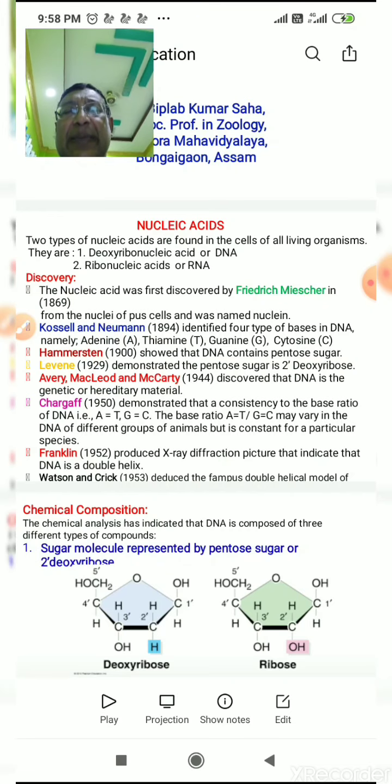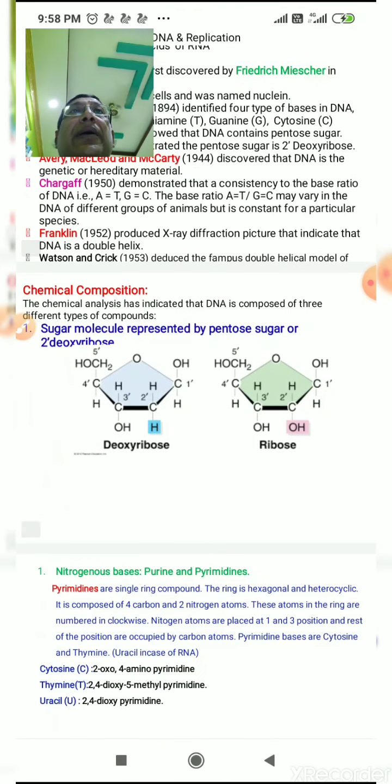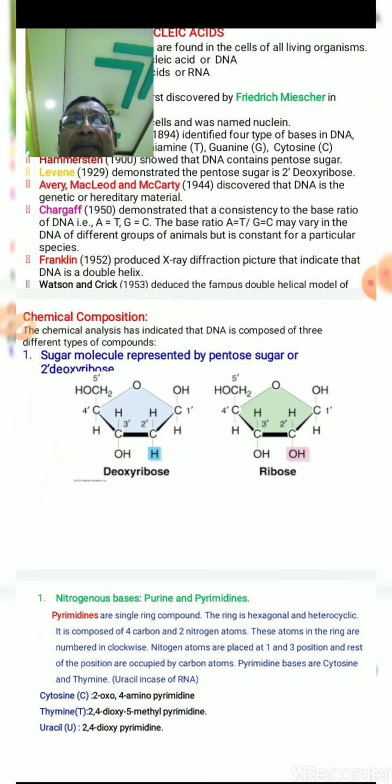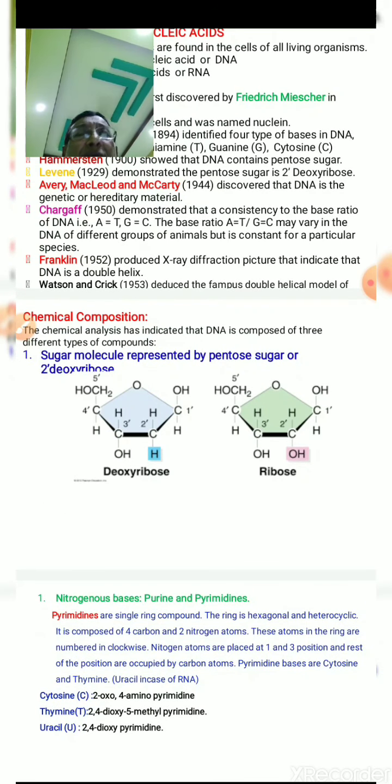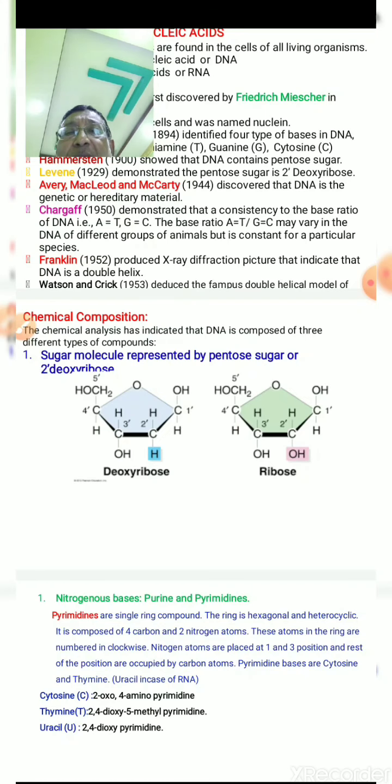Now let us discuss the chemical composition. Chemically, DNA is composed of three different types of compounds. First is the sugar molecule, second is the nitrogenous bases, and third is phosphoric acid. So first, let us discuss the sugar molecule. The sugar molecule is represented by a pentose sugar, also known as 2-deoxyribose. Pentose sugar means a sugar which consists of 5 carbon atoms. So in my picture, I have shown you carbon 1, 2, 3, 4, 5.